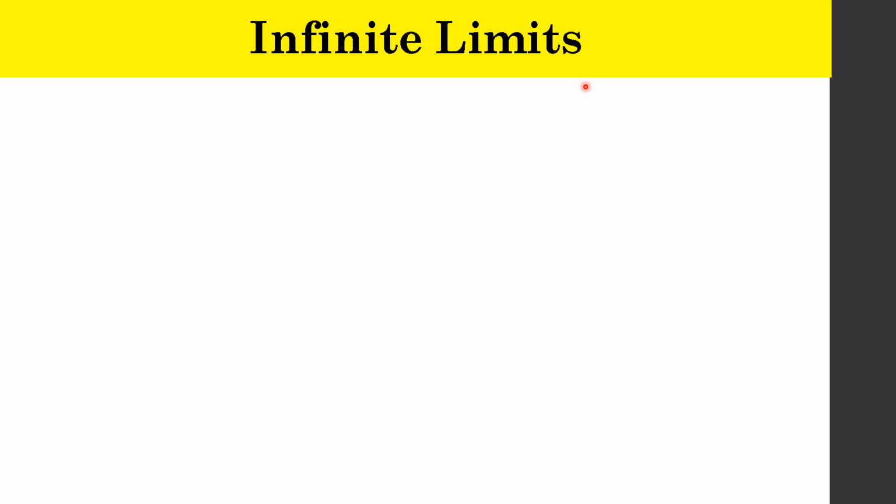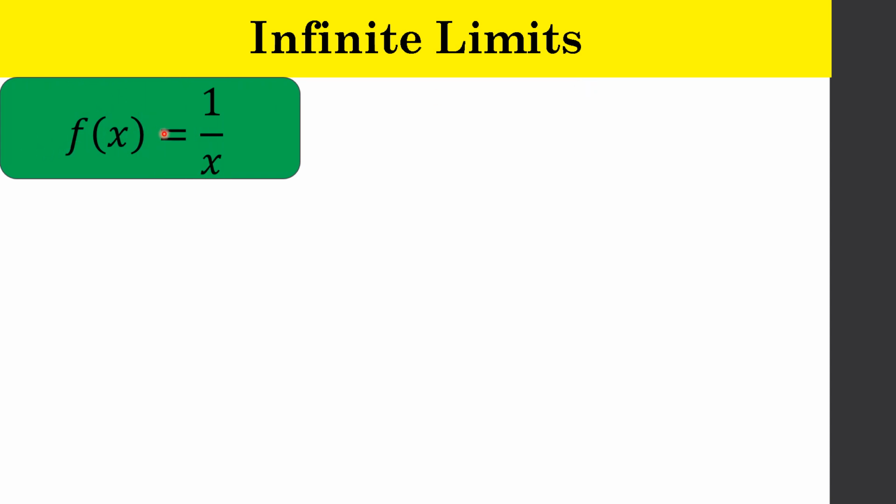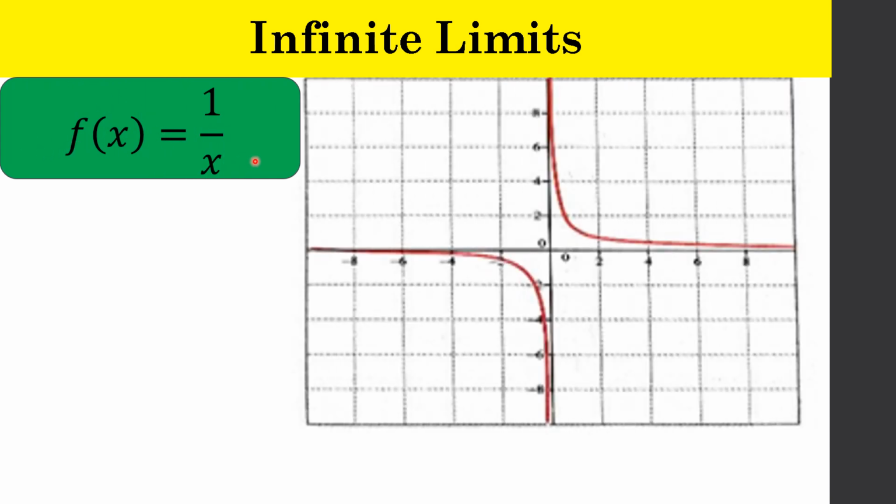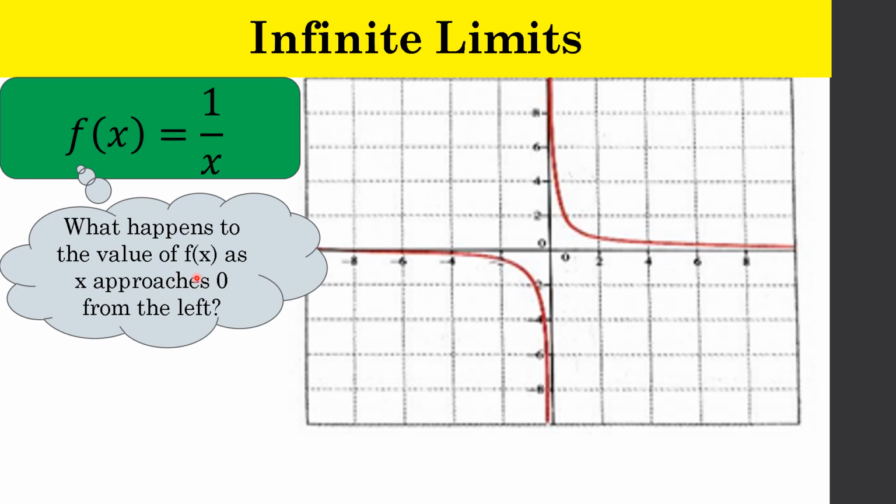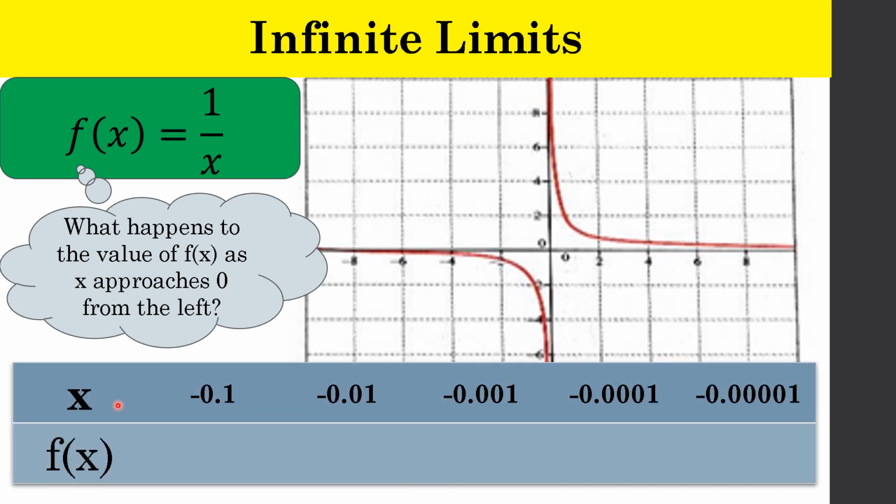Let's consider the basic rational function. We have your f of x is equal to 1 over x with its graph. So using Desmos application, this is the graph of your f of x is equal to 1 over x. So tingnan natin, anong mangyayari sa value ng f of x habang yung value ng x natin approaches 0 from the left. Okay? So gamit yung table of values, we will set your x as negative 0.1, negative 0.01, so on. So ito yung mga values ng x natin is approaching 0, papuntang 0.